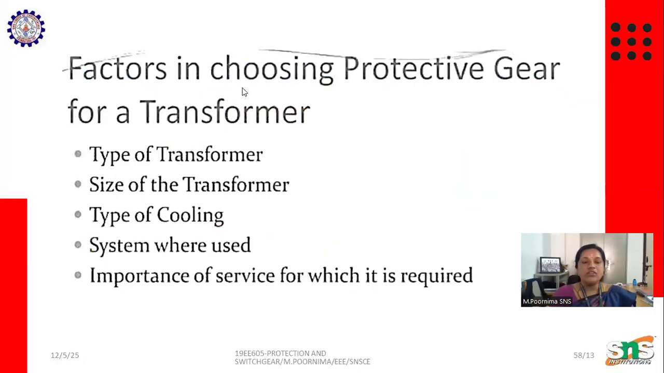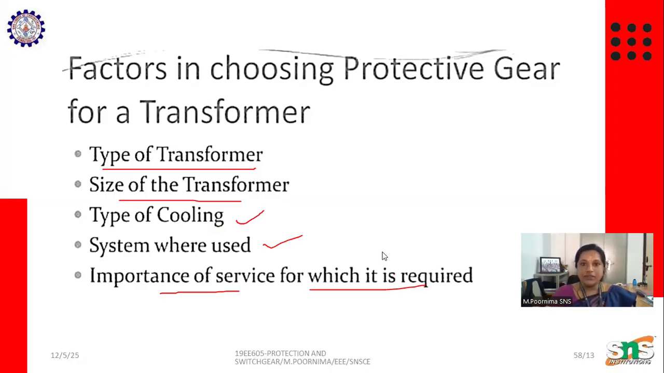Now coming to the factors to be considered in choosing the protective gear for the transformer. What factors do we need to consider for choosing a protecting device for the transformer? First is the type of transformer we are going to protect. Next one is the size of the transformer. Third is the type of cooling method, the system where it is going to be used, and the importance of the service for which it is required. These are the factors to be considered while choosing a protective device for the transformer.